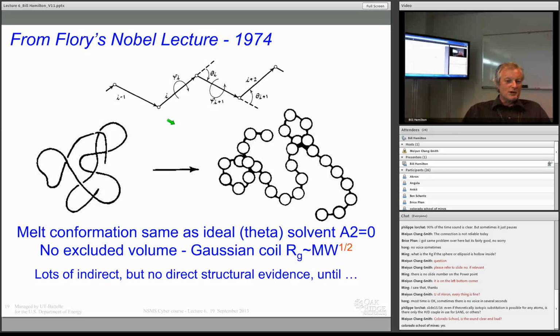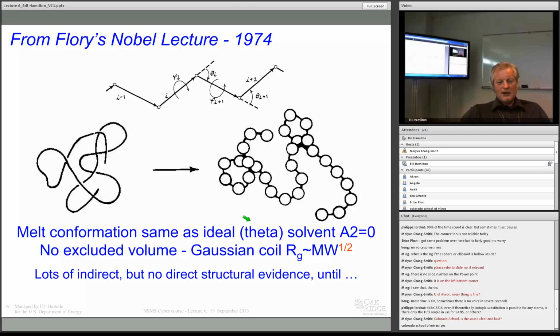In 1974, he got the prize because he got to see that in a concentrated solution of polymers, the chain basically cannot tell itself from anybody else. There is no excluded volume. It acts like it's in an ideal solvent, just as it would have if it was in a dilute ideal solvent, and Debye had been looking at it.